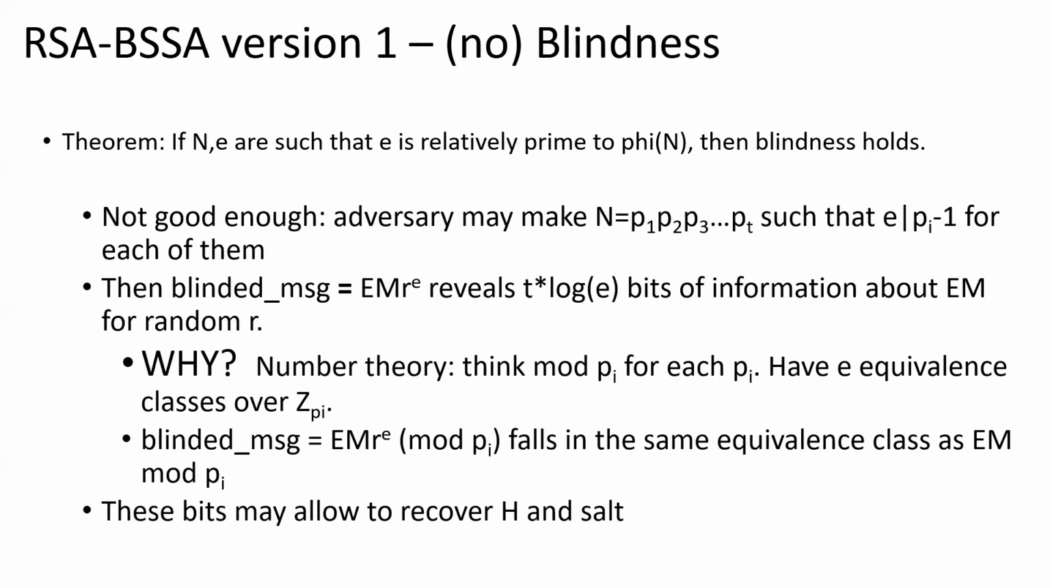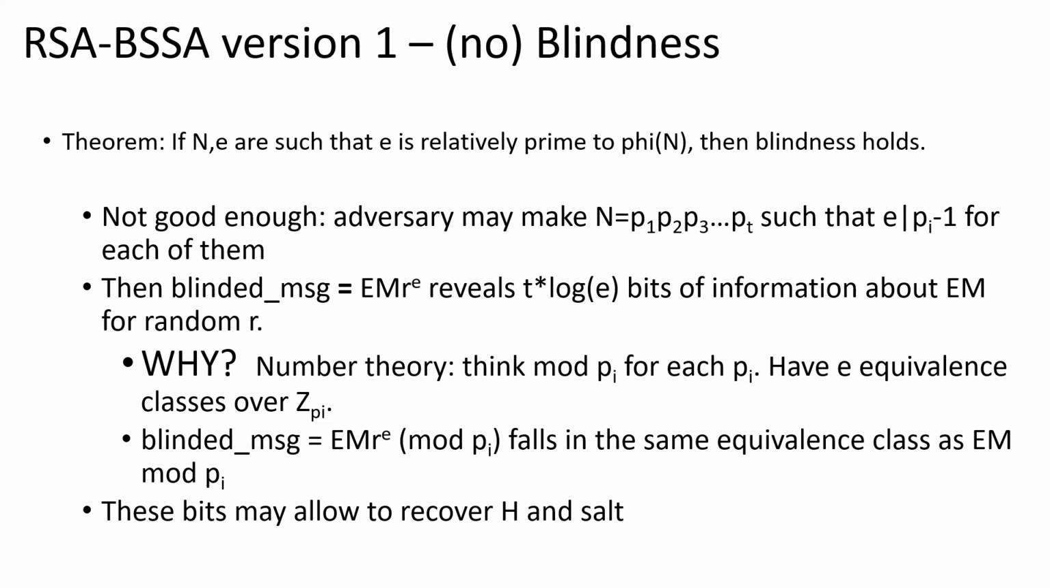But that's not good enough, because maybe the adversary prepared the public key in such a way that E is not relatively prime to phi of n. So one thing that he could do is make n the product of T primes such that E divides phi of p_i for each of them. Anyway, you know what I mean. So E is a multiple of p_i minus 1 for each of them. In that case, information theoretically, this blinded message actually reveals a lot of information about the original EM.